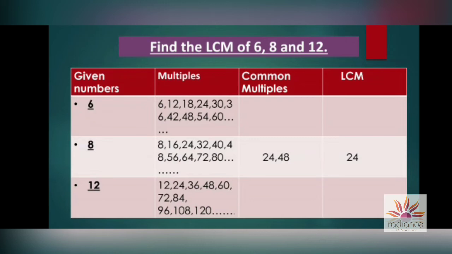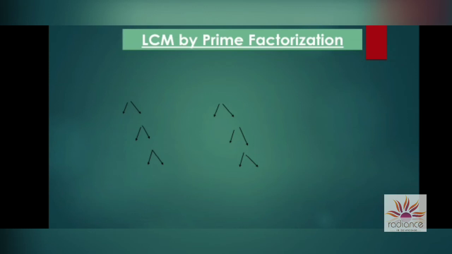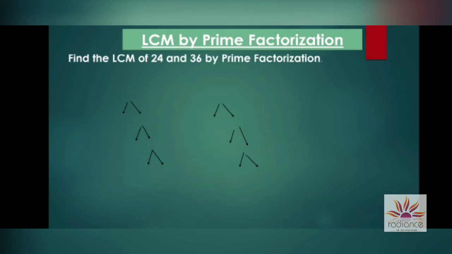Okay. Now there is one another way to find out the LCM of given numbers, and that is prime factorization. So find the LCM of 24 and 36 by prime factorization. Here we have already studied how to find out the prime factorization in HCF also. So number 24 has its prime factors as 2 multiplied by 12.